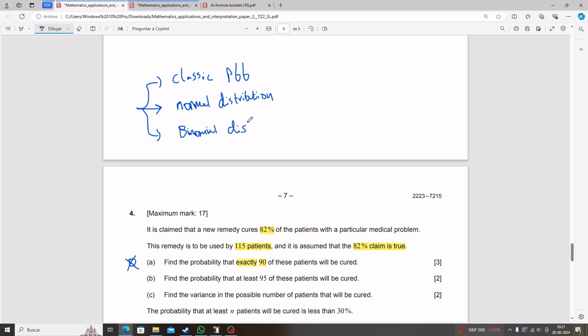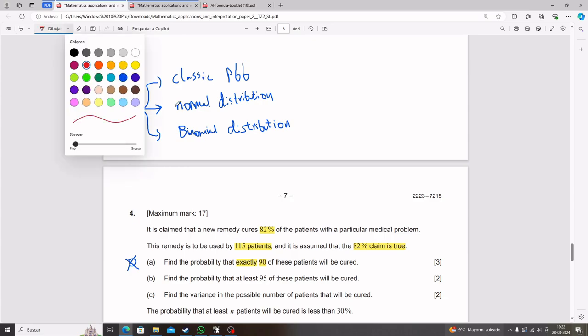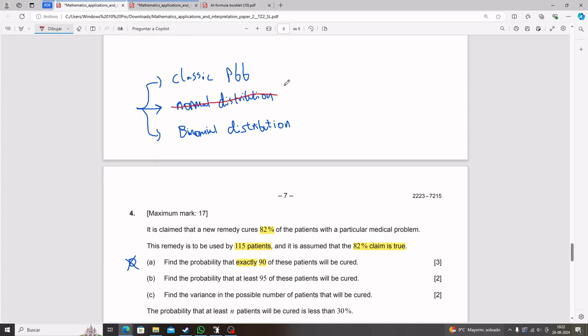And so what I suggest is to train your eye to notice what you are exactly dealing with. The normal distribution is pretty evident because the exercise will tell you if it's a normal distribution or not. That's the order of events I suggest. Notice if it's a normal distribution because they would tell you. Then figure out if it's a binomial distribution, which is a little bit harder, and I'll tell you how. And if it's not either of those, then it has to be a classic probability problem.